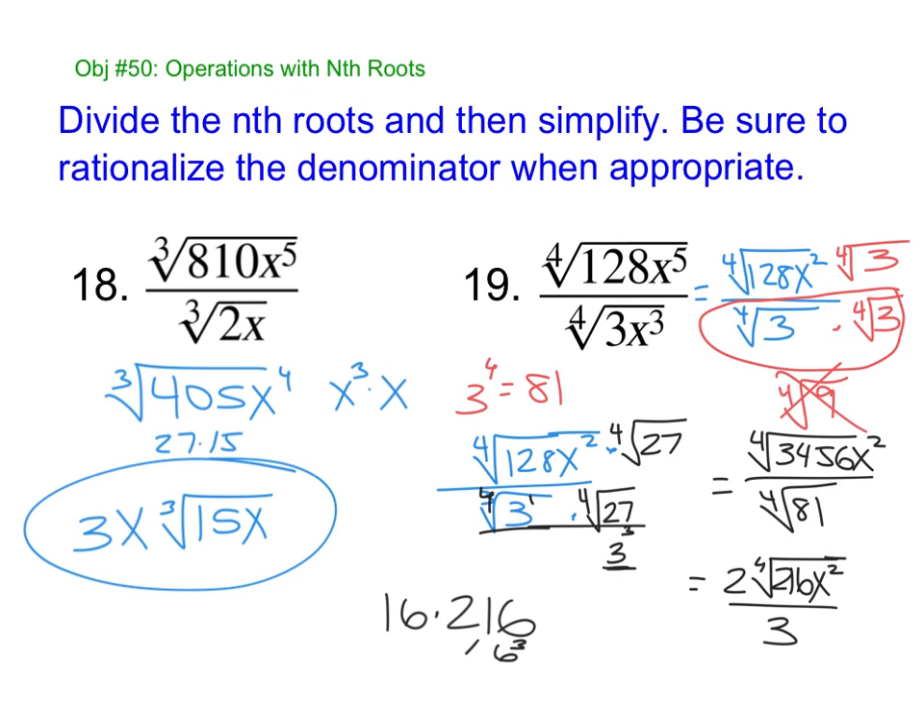And again, we could actually break that x squared down into just a square root of x, but I don't feel like doing that. I'm going to fix this so it looks a little nicer.